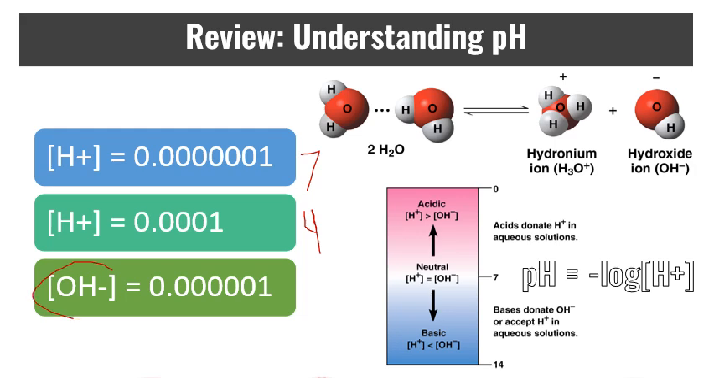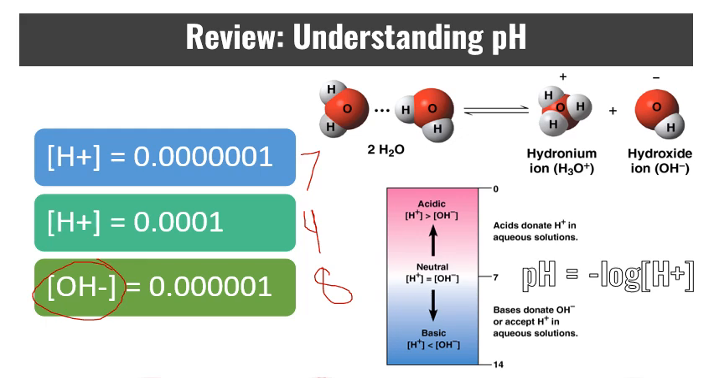Now this one is a bit of a flip. This is looking at the OH. Well, 1, 2, 3, 4, 5, 6. Our pOH is 6. The water scale is based on 14. So 14 minus 6 is equal to 8. Our pH is 8, and our pOH is 6.